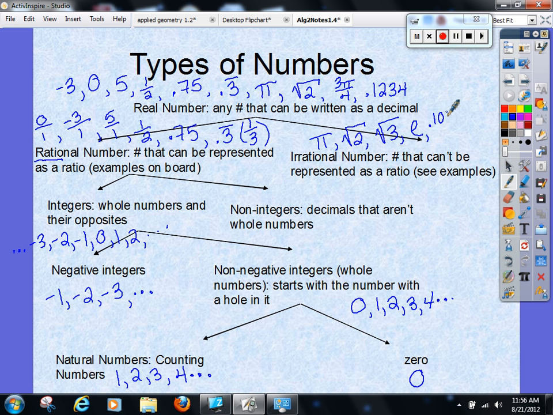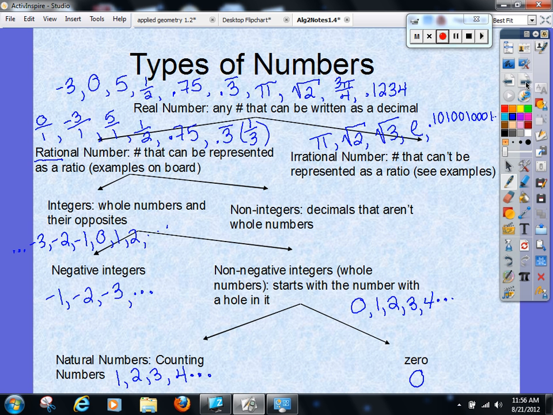0.1, 0.01, 0.001, and so on. Okay, this is irrational. Yes, there is a pattern, but the pattern will never repeat itself. I can do this forever, and because of that, it is an irrational number. Okay, we talked about integers already, so the non-integers are those rational numbers that fall in between the integers. Your fractions that can be graphed and so on are your non-integers.